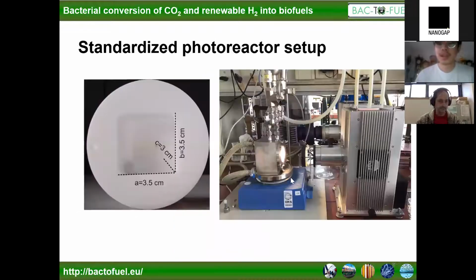So this is how a reaction would look like. And this is the defined reaction chamber with an irradiation area of 12.25 square centimeters. This is important, and in the following slides, I will explain to you why.